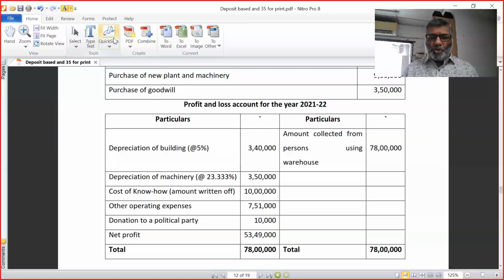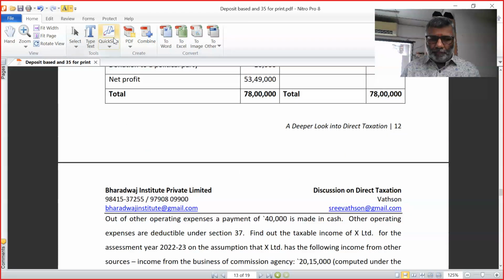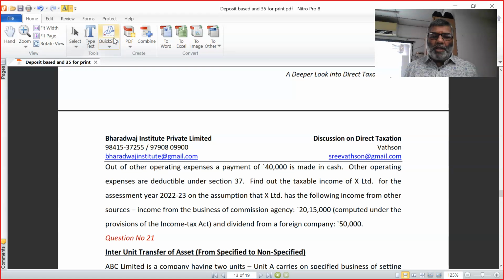Profit and loss account stood as follows: depreciation for building, machinery, know-how, other operating expenses, donation to political party, net profit. Out of the other operating expenses, payment of 40,000 is made in cash, otherwise everything is deductible. Find out the taxable income of the company for the assessment year on the assumption that the company has the following income from other sources: commission 20 lakh 15,000, dividend from foreign company 50,000.